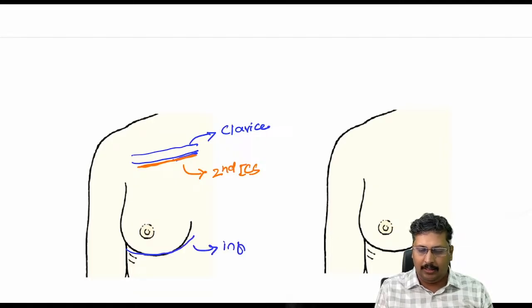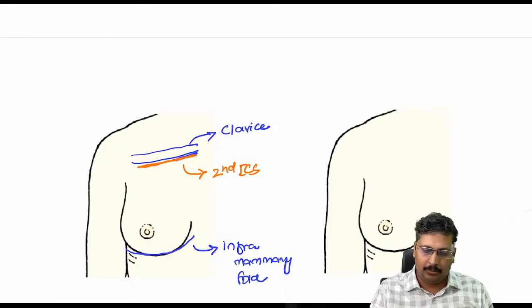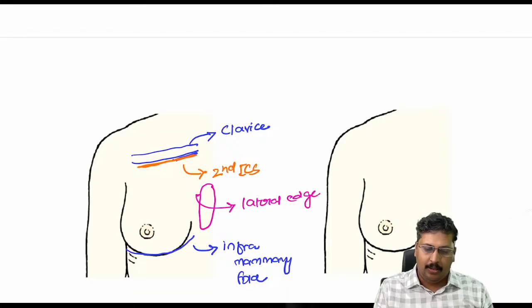Inferiorly it is the inframammary fold, and medially it is the lateral edge of the sternum. So medially, if you see the sternum, it is the lateral edge of the sternum, and laterally it is the anterior border of the latissimus dorsi muscle.